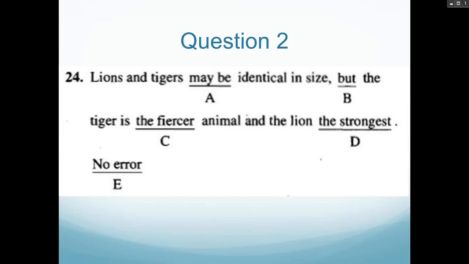Okay, the error here is D, and the reason why, it's got to be the stronger. You're only comparing two animals. Since you're only comparing two animals, you don't say the strongest, you say the stronger. Okay, if you were comparing three or more than three animals, you would say the strongest. So the error here is D, and that question was rated at least the medium.